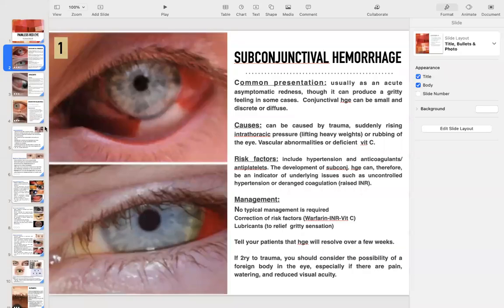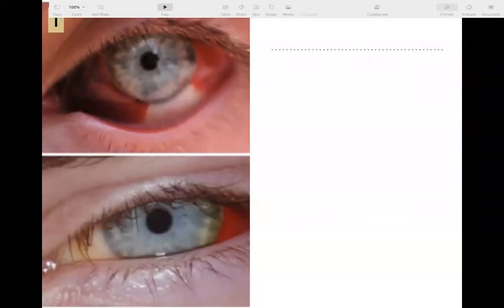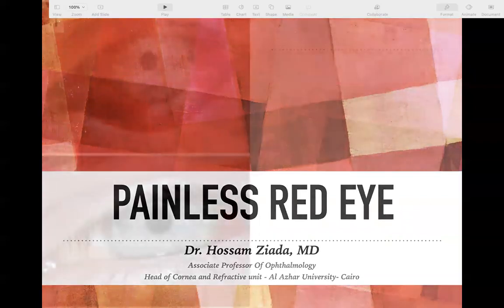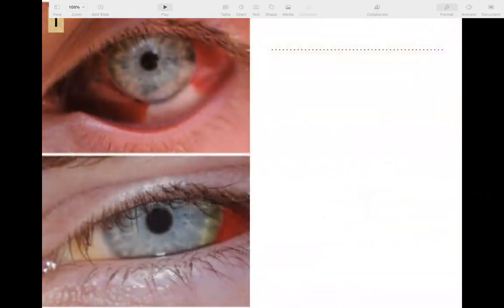Hello everyone, welcome again to the series of the Painless Red Eye. We were talking in the last lecture about the first cause of the painless red eye, which is the subconjunctival hemorrhage. And today I will show the second cause of the painless red eye, which is episcleritis. If you remember, the subconjunctival hemorrhage is a patchy red sector or part of the white of the eye.